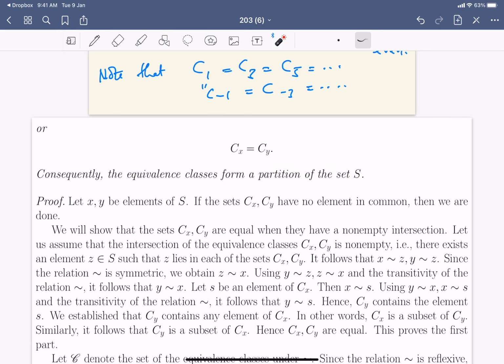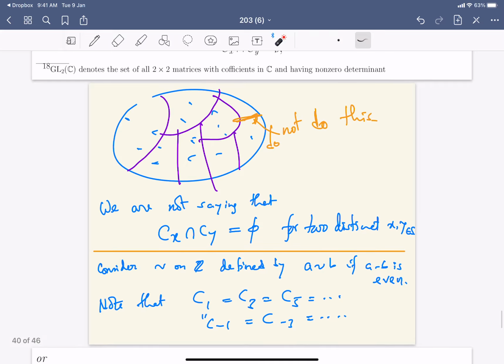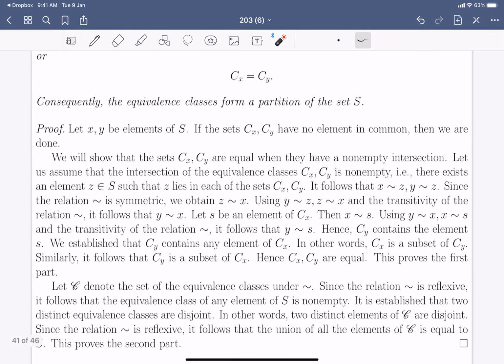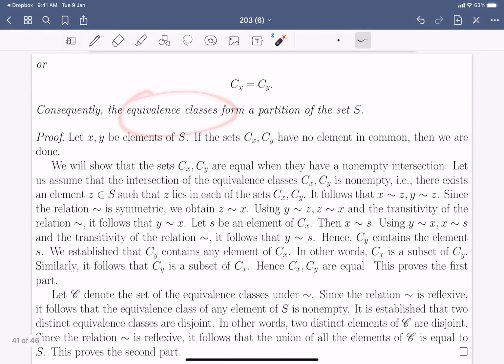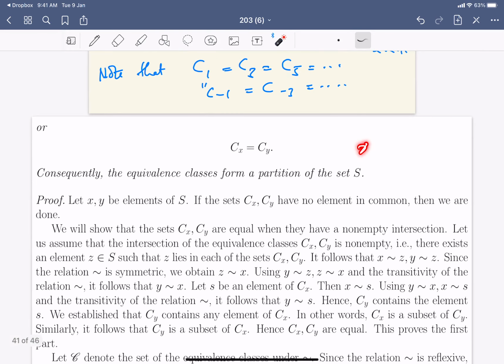So you need to have this kind of picture in mind. One thing is that if you pick two equivalence classes, then they have to be disjoint. That is one aspect, and the other one is that the union of all of them has to give us the full set. It is not difficult to see that the union of the equivalence classes is equal to the set S, because if you pick one element x from S, then x lies inside Cx. Why? By reflexivity.